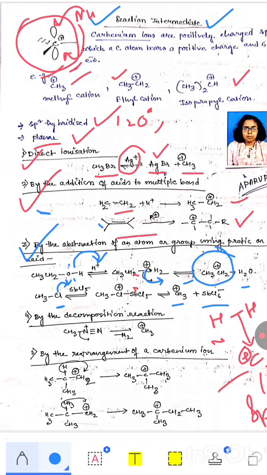Okay. Next one, by a decomposition reaction in any molecule, when N2 is there. N2 is highly stable. Okay, isolated N2 is highly stable. So when N2 is present in a compound, that is ultimately unstable.